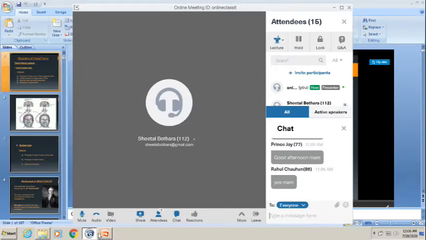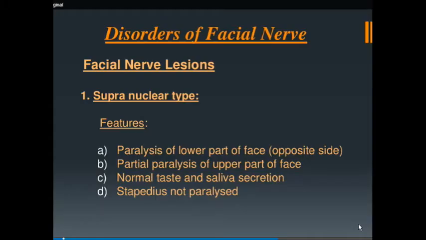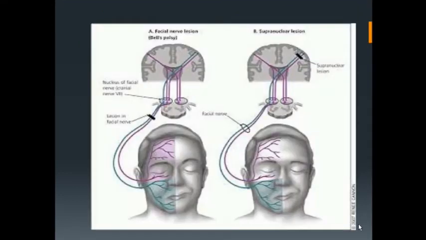So now the facial nerve paralysis that we were discussing in the last class. One thing which is very important over here is you have to understand what is the meaning of upper motor neuron type of nerve palsy and lower motor neuron type of nerve paralysis. So first try to focus on this picture.